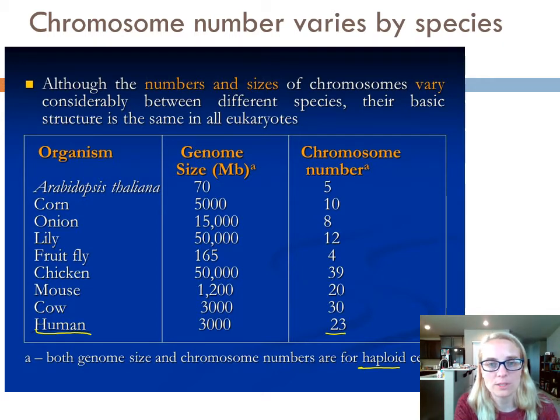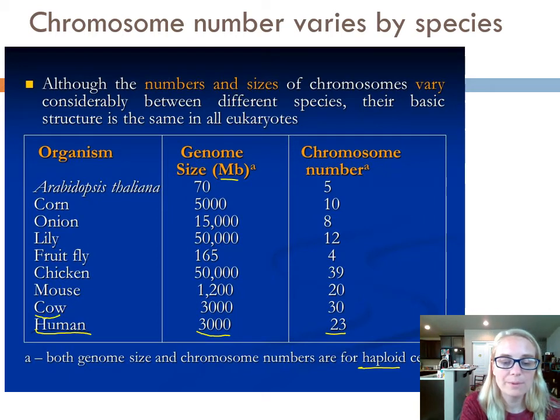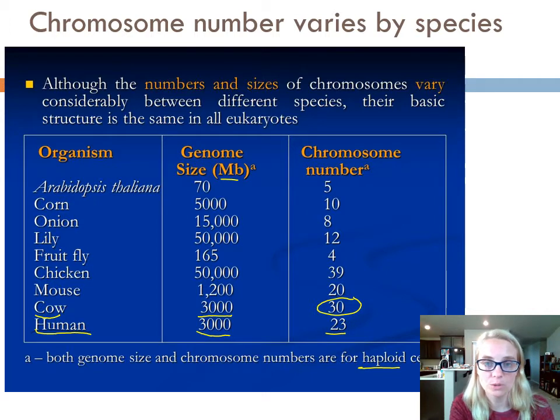In most of our cells, we have 46 total, which is a pair of each of the 23, with about 3,000 what's called megabases. Megabases is just a unit for measuring how many A's, T's, C's, and G's. Each one of those is a base. Comparing us to another mammal, like a cow, we have about the same size of genome, about the same number of bases. But they actually have more chromosomes than we do. Their haploid number is 30, which means their diploid number, their complement of 2 sets, is 60 chromosomes, where we only have 46.